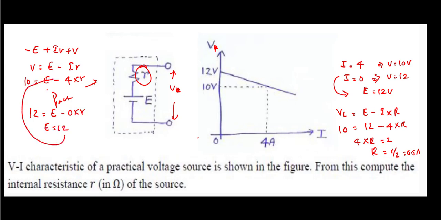Substitute this 12 volts. What do we get? 10 equals 12 minus 4 into R. So 4 into R equals 12 minus 10, which is 2. So R equals half, 0.5 ohms. Understood what they are saying? Whenever the current through a resistance equals 0, the voltages at the two ends are equal. Suppose this is a node, the current through the resistance is 0, so the two end voltages are equal.